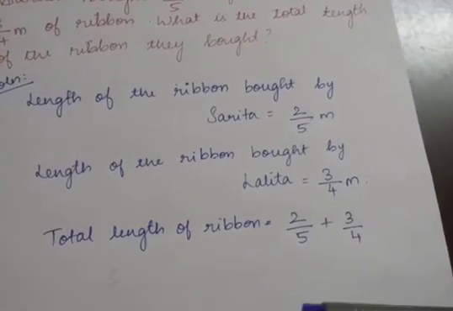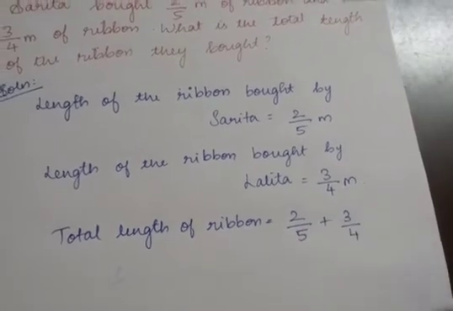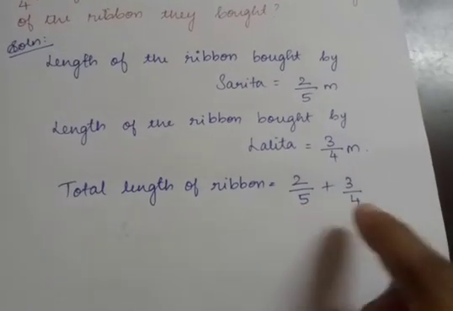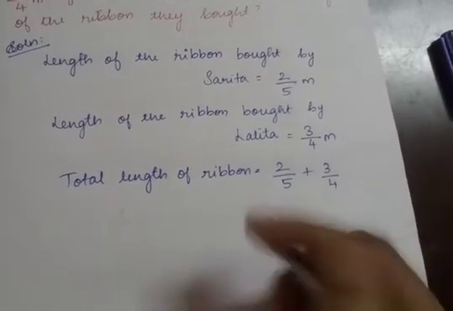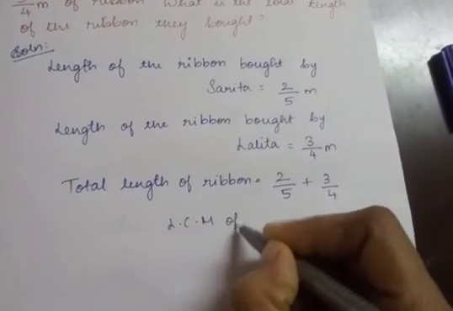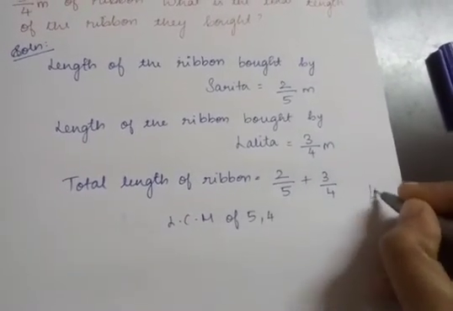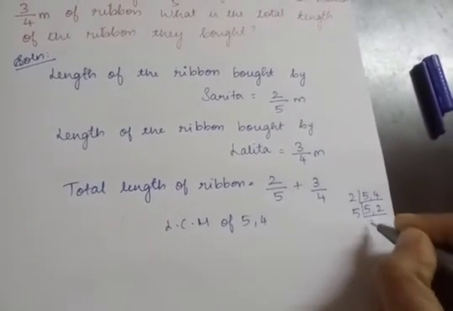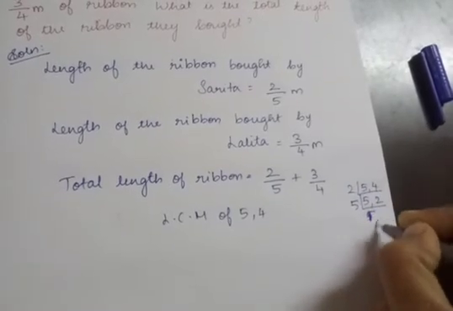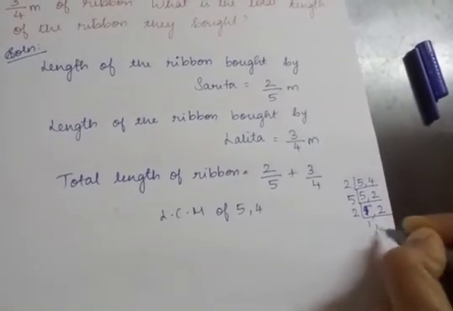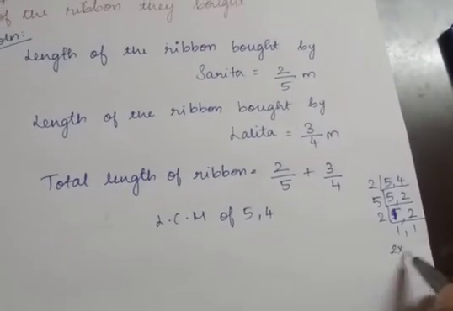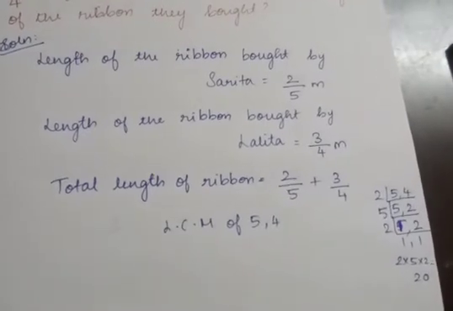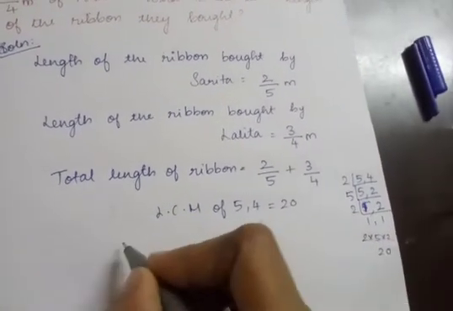Yes, total length if they ask, you should add 2 by 5 and 3 by 4. In addition, what you should see? You should see whether our denominators are same. This is not same. What you will do then? You will take LCM of 5, 4. 2 2s are 4, then fifth table 5 1s are 5, then 2 as such in 2 table 2 1s are 2, then 2 into 5 into 2, 2 5s are 10, 10 2s are 20, 20 is your LCM value.